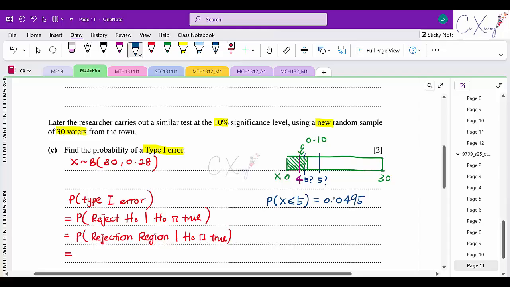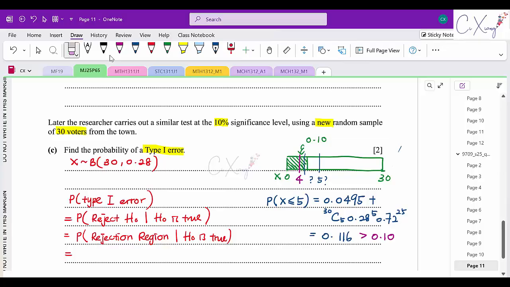If you keep the long value, then that will be the best. Usually I will keep the long value. Okay, you use the long value here. This is x smaller equals to 4. Then you have to add x equals to 5, which is 30C5, 0.28 power 5, 0.72 power 25. And what's the value that you get from here? You get 0.116. And if you try to compare it with the alpha, it is more than 0.10.